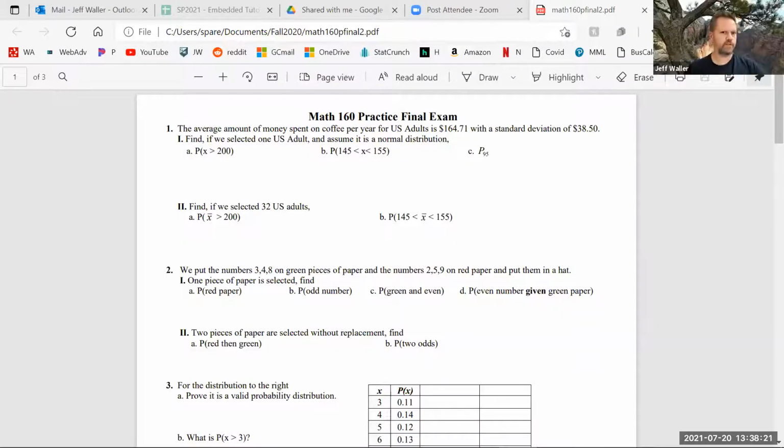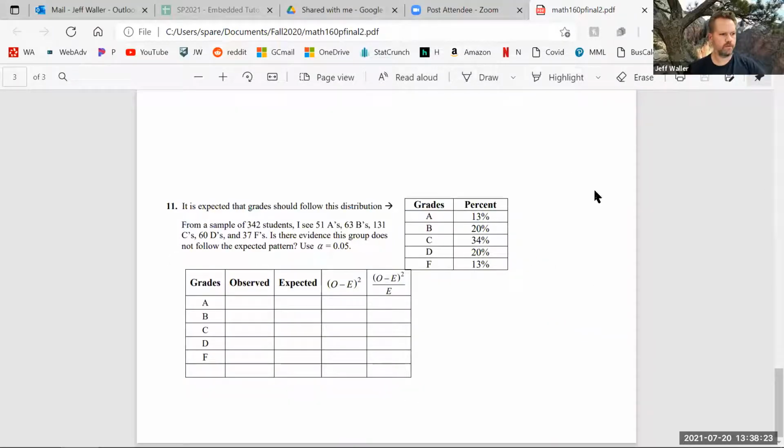The very last problem on here is just like the problem we were just talking about with the 2 different tables.